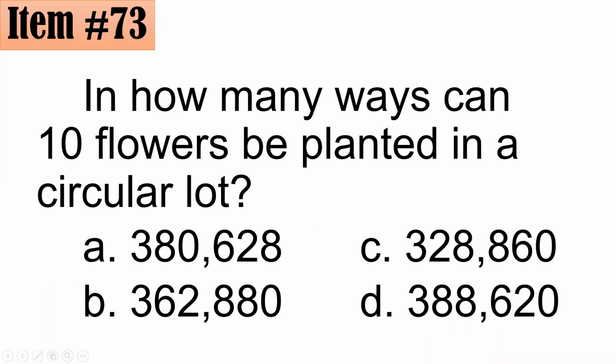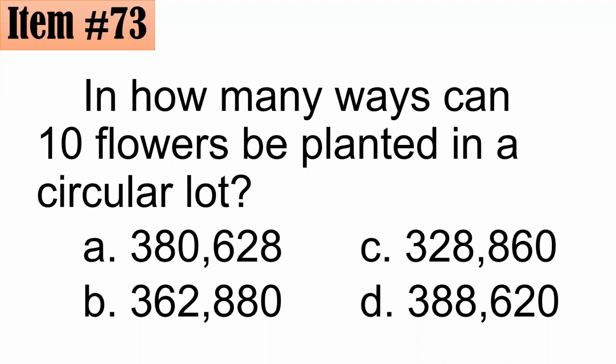73. In how many ways can 10 flowers be planted in a circular lot? Did you go for letter A, B, C, or D? 380,628, 362,880, 328,860, or D, 388,620. Saan po? Okay, letter B.